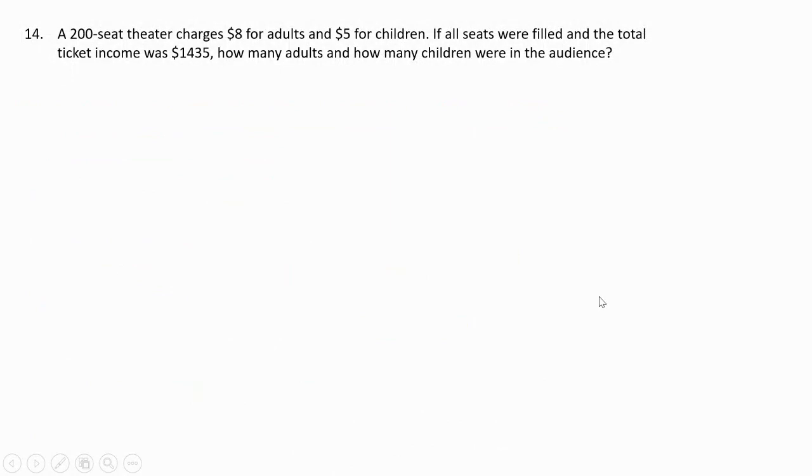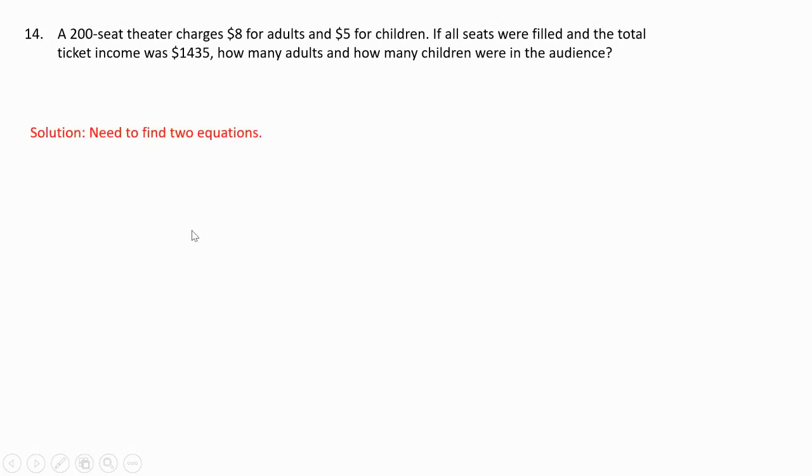Okay, now, how do you apply this type of problem in real life? Well, here's an example. It says, number 14, a 200-seat theater charges $8 for adults and $5 for children. If all seats were filled and the total ticket income was $1,435, how many adults and how many children were in the audience? Okay. What's my solution here?